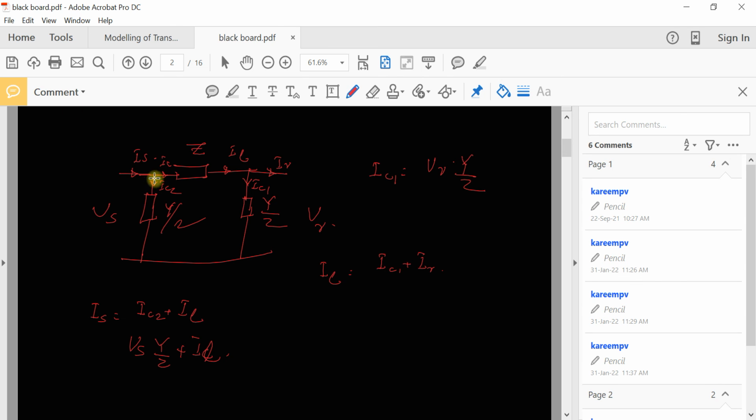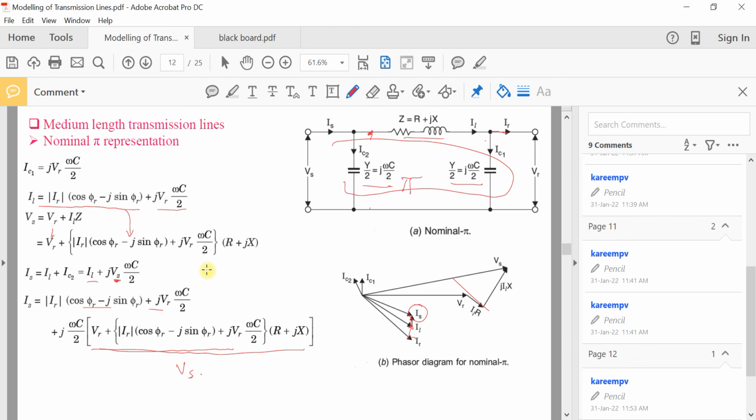Here you can see that Vs, the potential between these 2 points, is equal to the drop across this plus this voltage. The drop across this impedance is IL into Z. So Vs will be equal to IL into Z plus VR. Now you have an expression for IL in terms of IR and VR, so that can be substituted here.